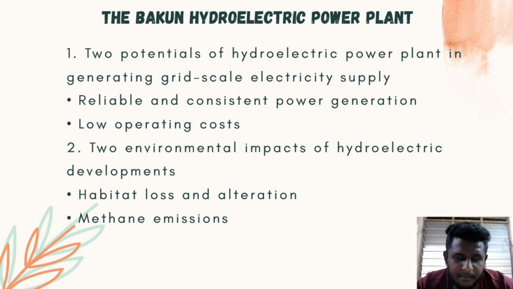First one is habitat loss and alteration. The construction of dams and reservoirs can lead to the loss and alteration of natural habitats, which can have a significant impact on wildlife and ecosystems. The Bakun hydroelectric power plant, for example, resulted in the flooding of over 700 square kilometers of forest, displacing many species of plants and animals.